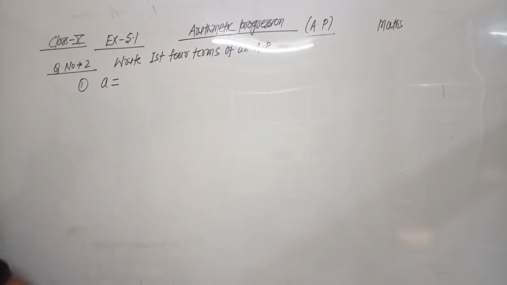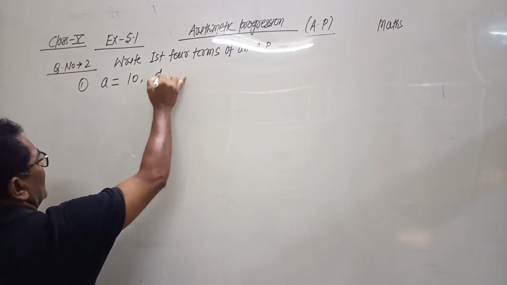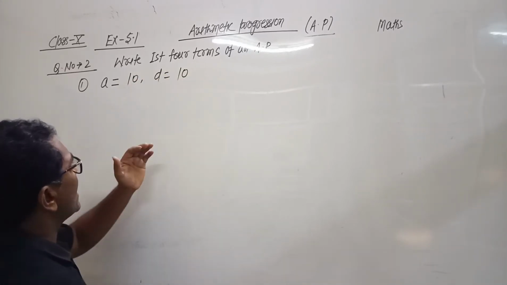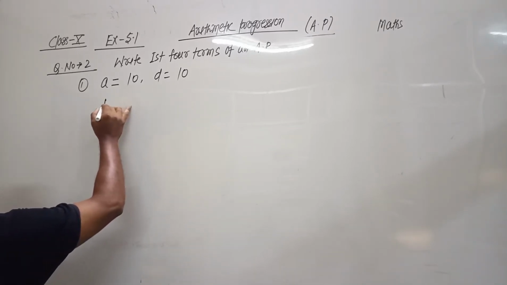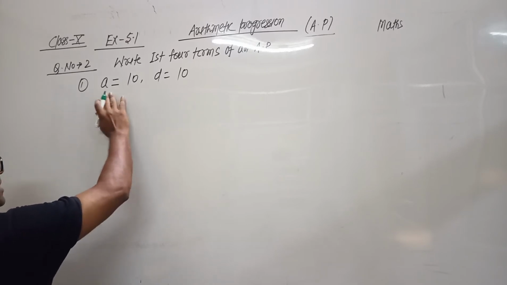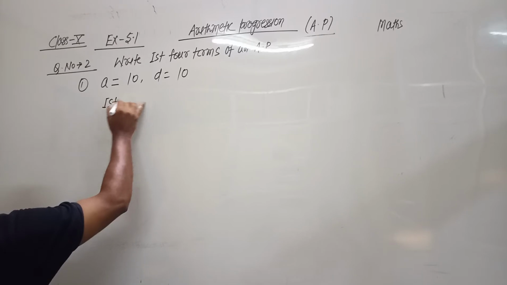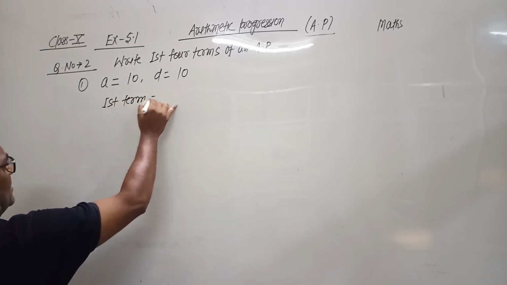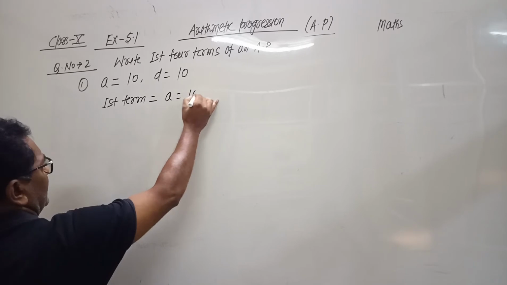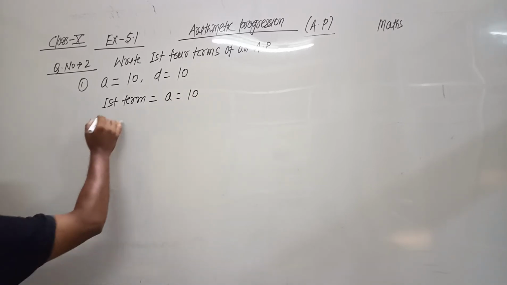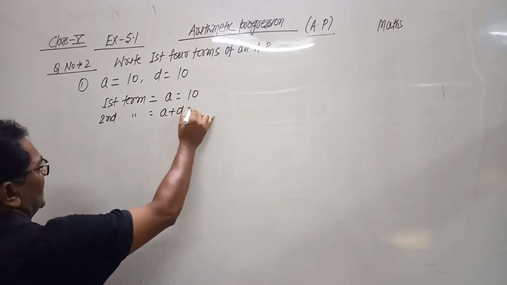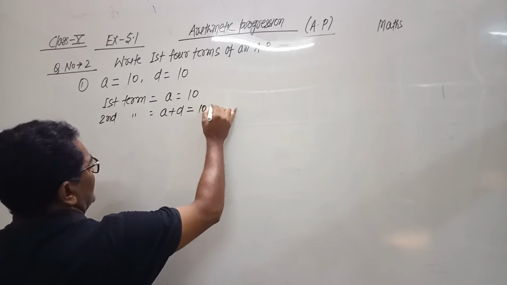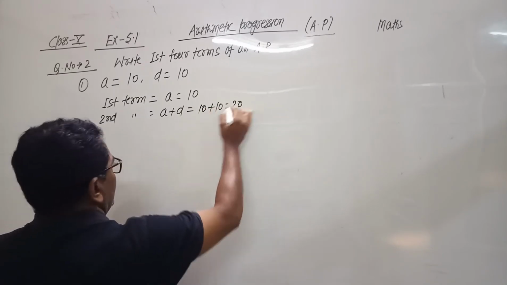The first term is represented by A, and the first term is 10. The common difference is 10. We have to find its first four terms. The first term is already given: A, which is 10. For finding the second term, we use the formula A plus D. So 10 plus the value of D, which is 10, gives 20.